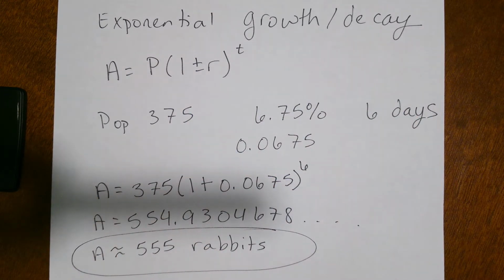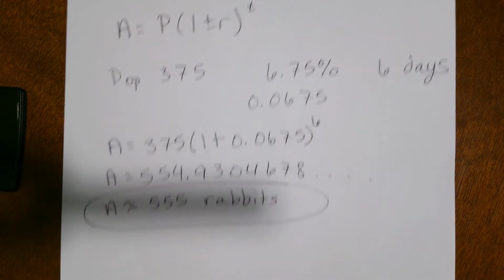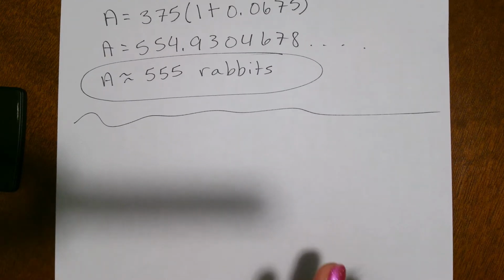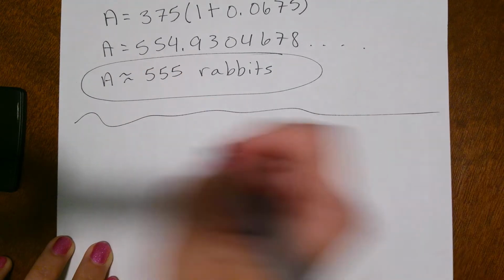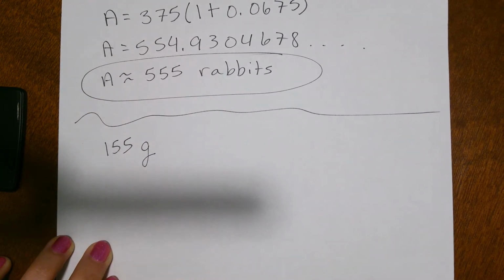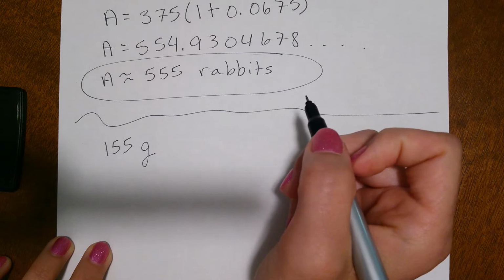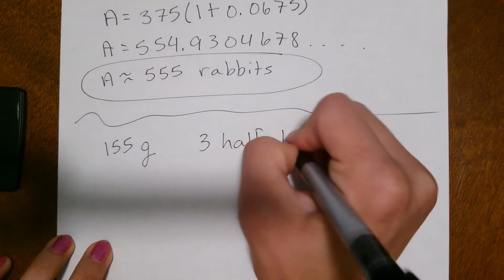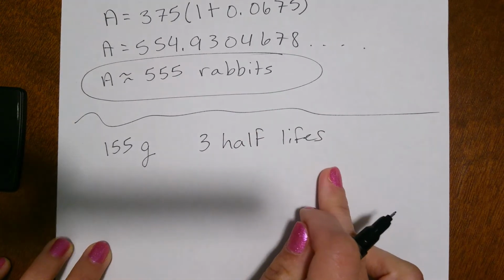Another application of exponential growth or decay is half-life. Certainly in high school, you took chemistry and talked about half-life. The half-life of a substance is the length of time required for half of that substance to decay. So let's say that we have an isotope that's 155 grams, and I want to know how much would be left after 3 half-lives.